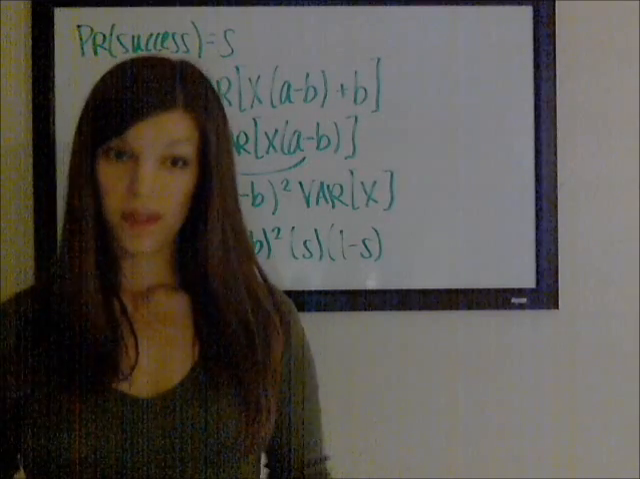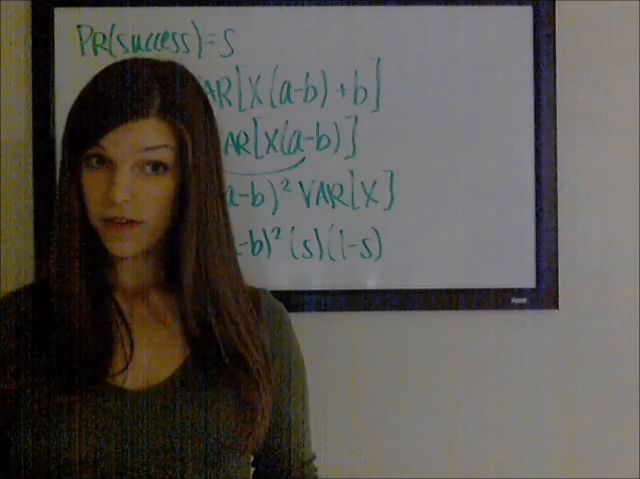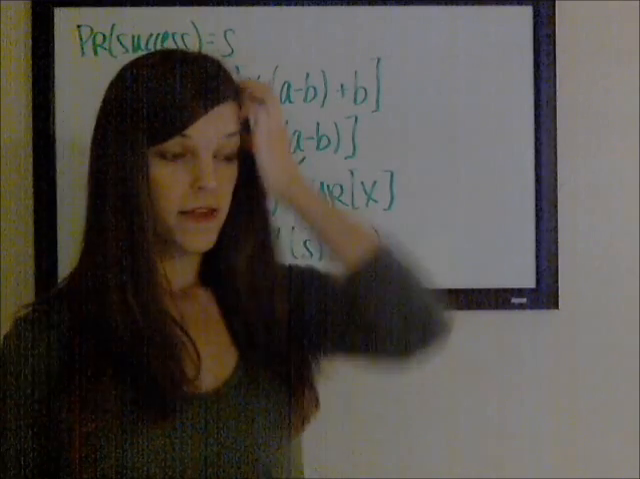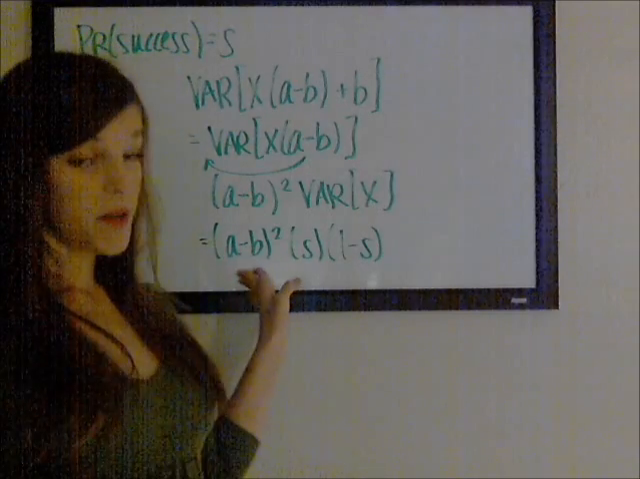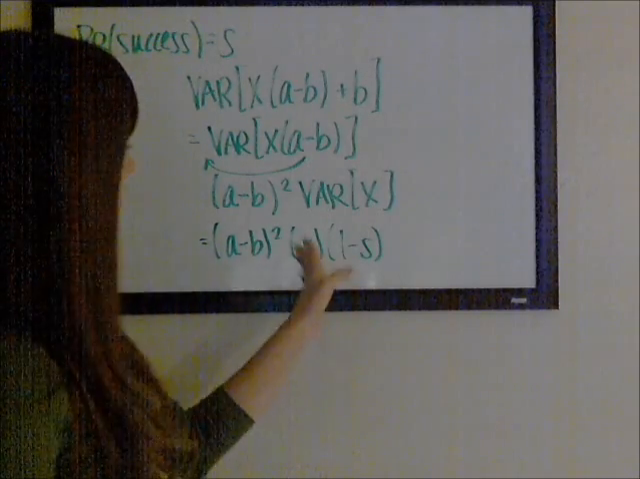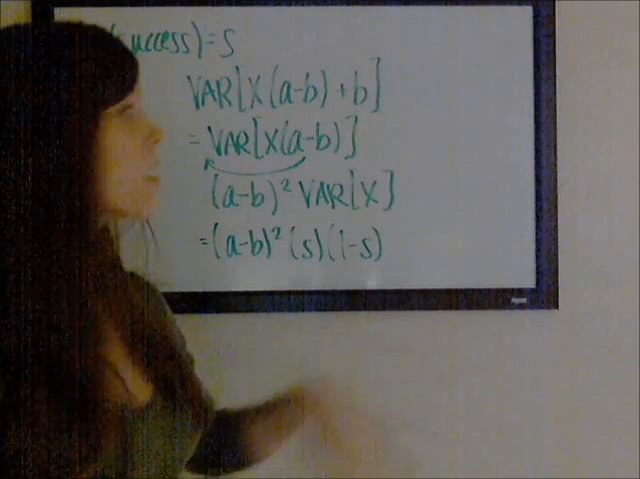So to sum up, if you have something that can take on two different values, you only have two possibilities, then the variance of that something will be the difference between your two possibilities squared times the probability of success times the probability of failure.